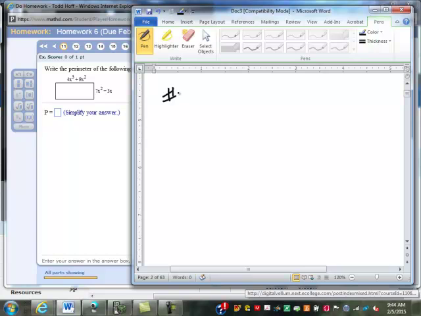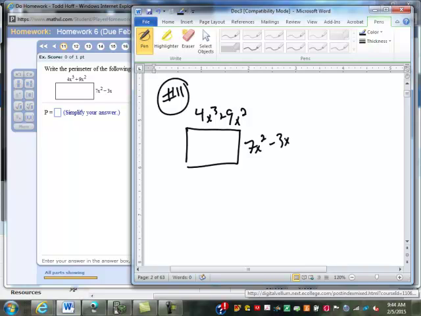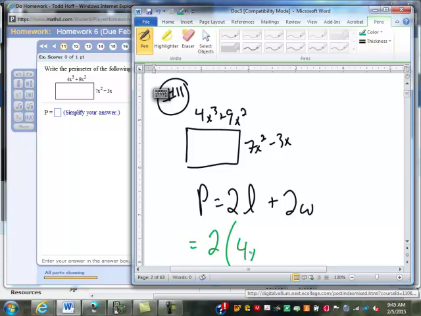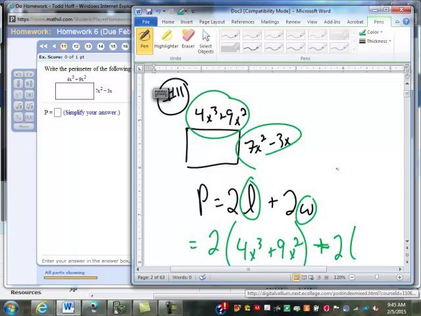Number 11 is asking us to write an expression for the perimeter of this when we're given 4x to the third plus 9x squared as the length, and 7x squared minus 3x as the width. And remember, perimeter is 2 times the length plus 2 times the width. So we're going to plug in for L, 4x to the third plus 9x squared. Just replaced all of that. And for W, we're going to replace it with 7x squared minus 3x.